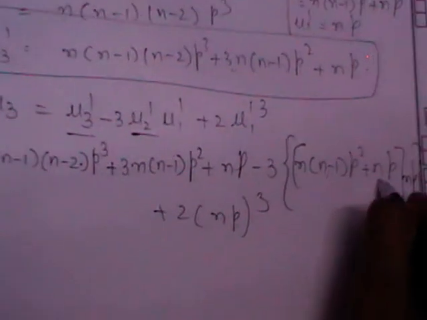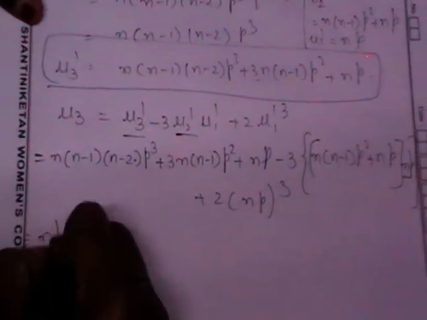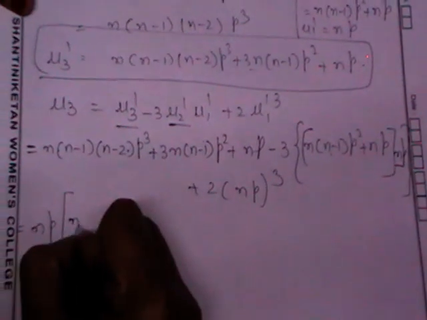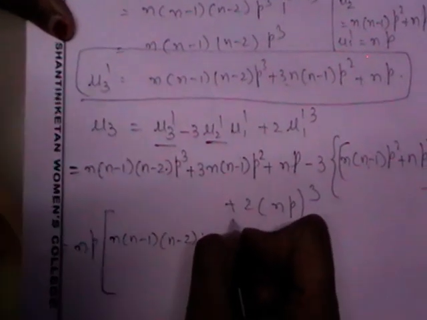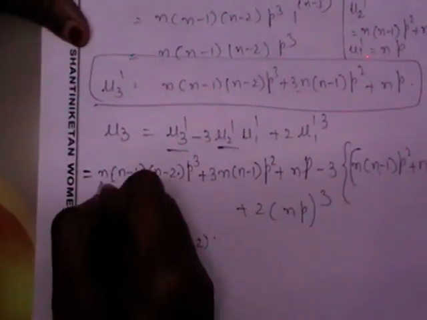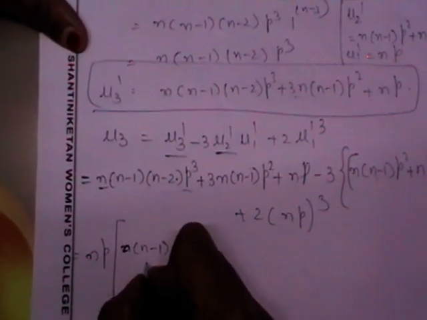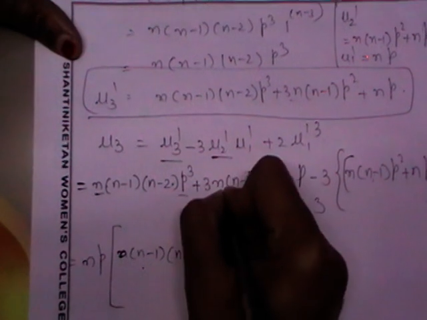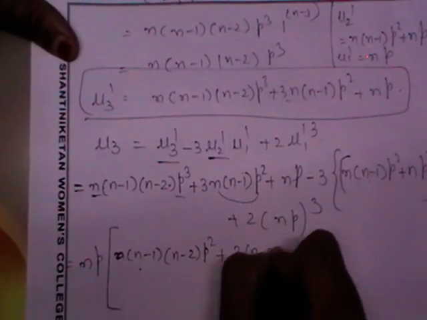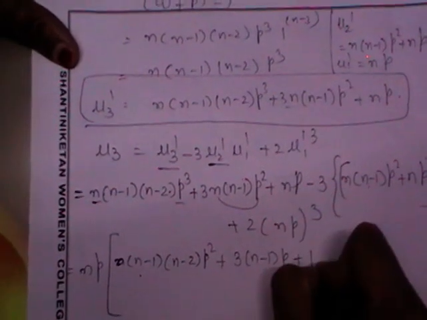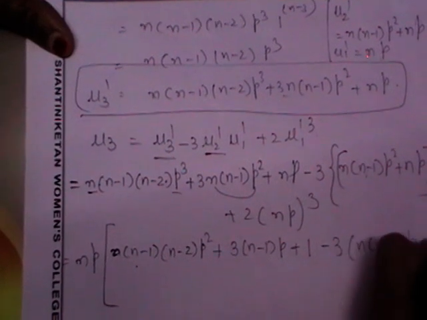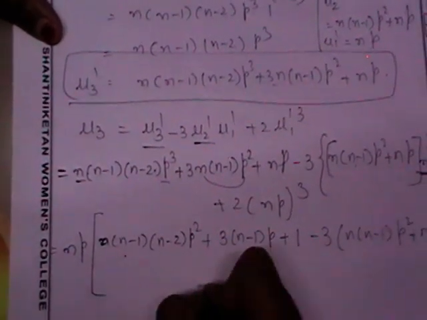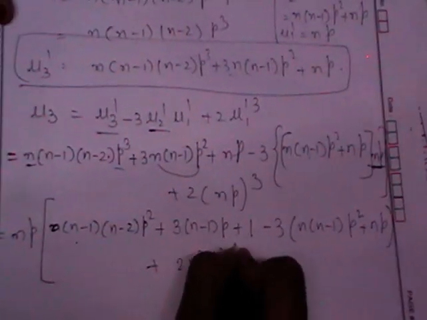From all these we can take np as the common term. If you take out np common, here you will be with n minus 1 into n minus 2 into p square, since you won't get n here. If you take out np common here, you will get 3 into n minus 1 into p. So here you will get 1 minus 3 into n into n minus 1 into p square plus np plus 2np n square p square, as you are taking np as common. So you multiply these inner terms.